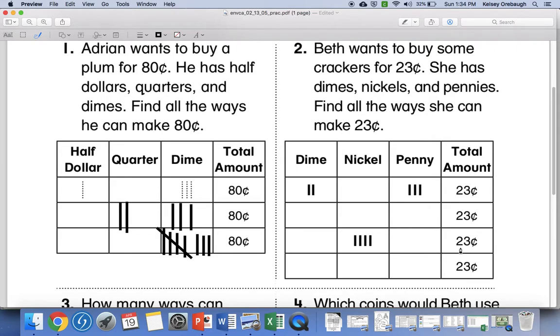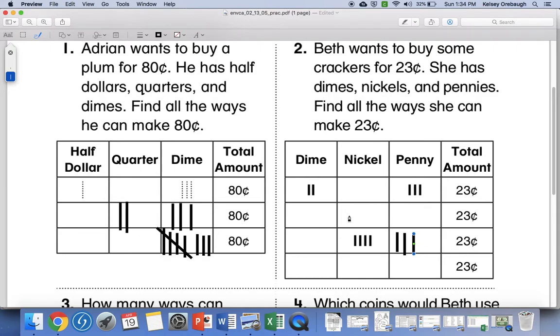What coin do you think we can add to get to 3 more cents? We have 20, we need 23. I hope you said penny, because our pennies are worth 1 cent each, and we need to add 3 cents. We don't have any coins that equal 3 cents. We have pennies that equal 1 cent, and we can add how many of them? 3. 1, 2, 3. So we have 20 cents with nickels and 3 cents with pennies. 20 plus 3 equals 23.